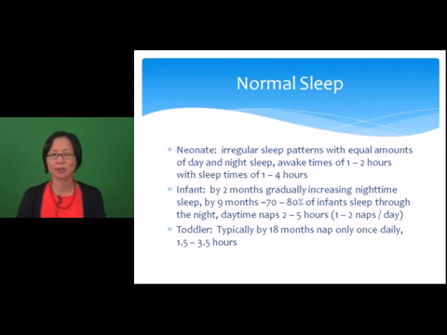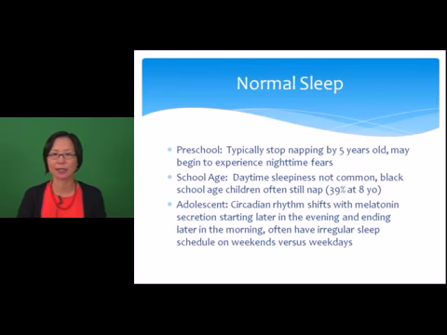By the time they're 18 months of age, most of these children nap only once during the day, and it's anywhere from 1.5 to 3.5 hours in length. By the time the kids are in preschool, they usually stop napping by about 5 years of age, which is good because many of them then go to kindergarten, where it's hard to nap. Around this age, many begin to experience nighttime fears, and this is a time when some sleep disturbances begin. In school-age kids, it is really rare for them to experience daytime sleepiness.